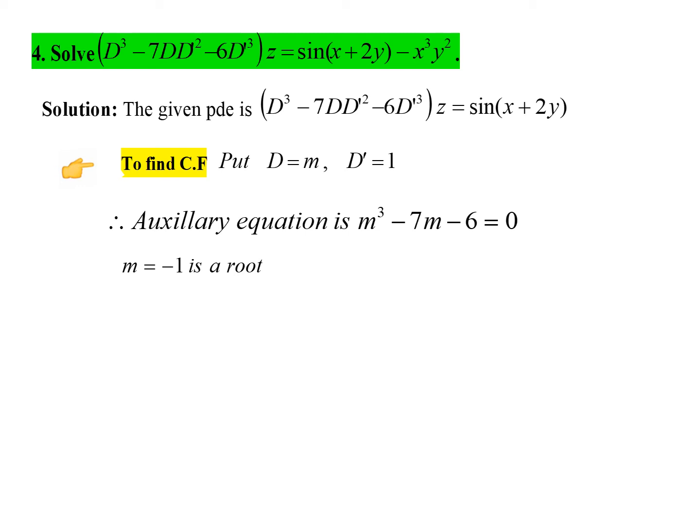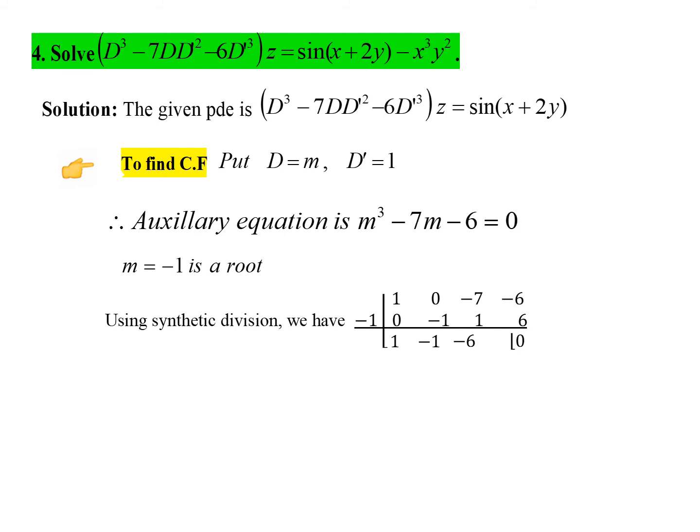Now use synthetic division and divide the equation by the root minus 1. So you all know that 1, plus 0, 1 minus 1, and 0 and minus 1, when you add, minus 1. Then minus 1 into minus 1, multiply and put it in the third column. Then minus 7, adding minus 6 we have. Then minus 1 into minus 6 is plus 6, we put in the fourth column, and the last gives the remainder 0. So what is the transformed equation now?